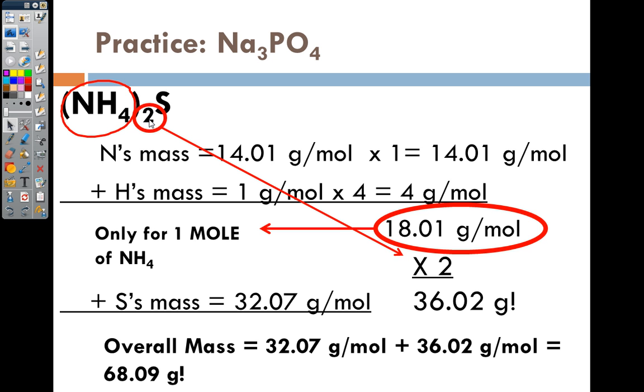Give me a second, Jeffrey. I have to add that, 32.07, to the 2 moles of NH4's mass that I found by doing all of this. My total mass for this (NH4)2S is 68.09. Make sense? Okay, so I want you to flip to the next page, and we're going to do the first problem together. But Jeffrey, what's your question?